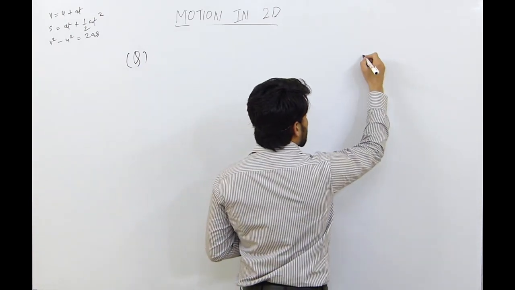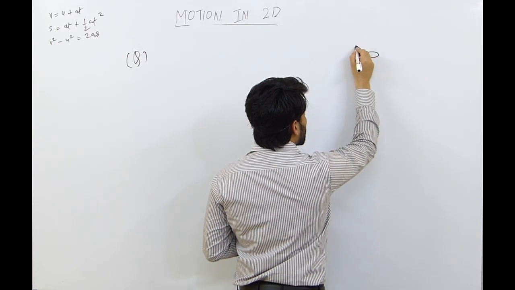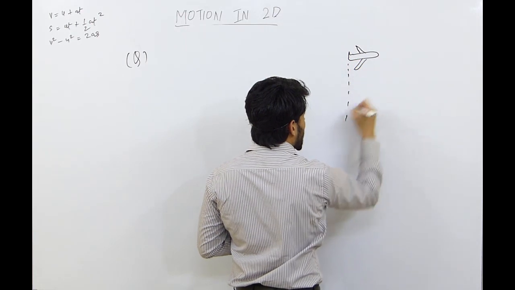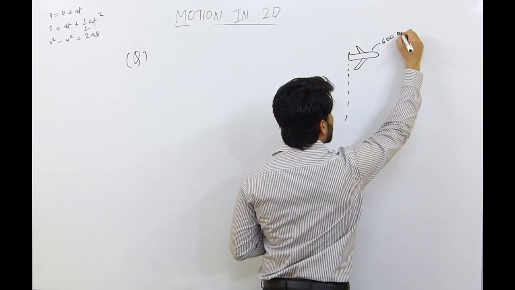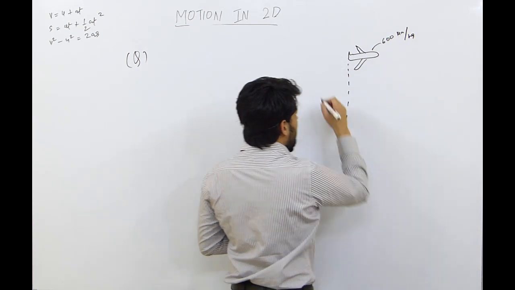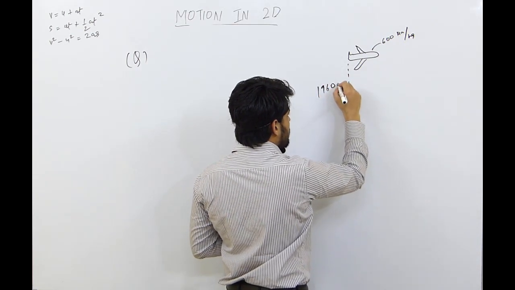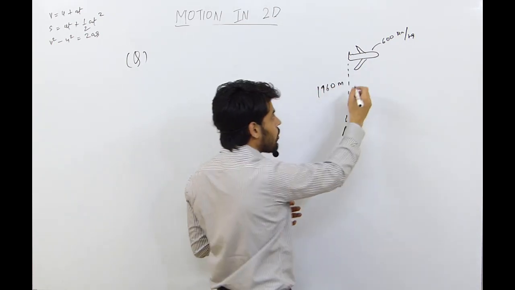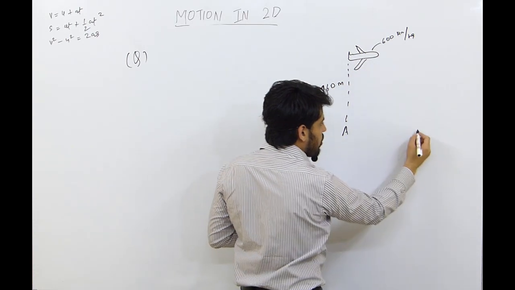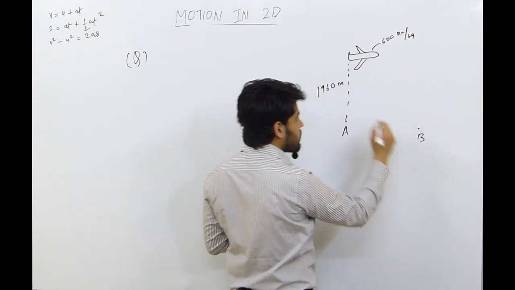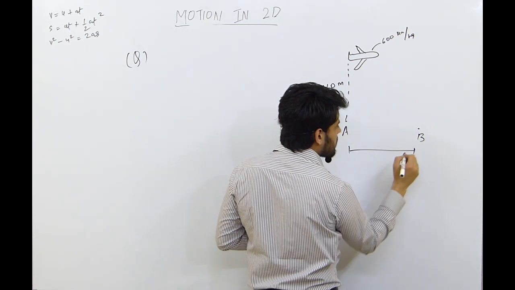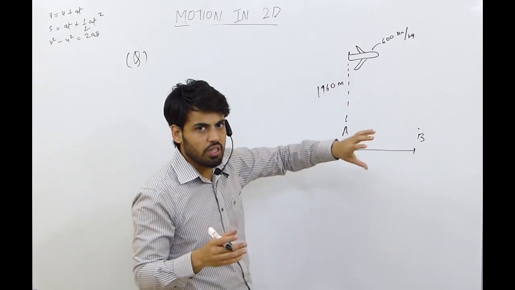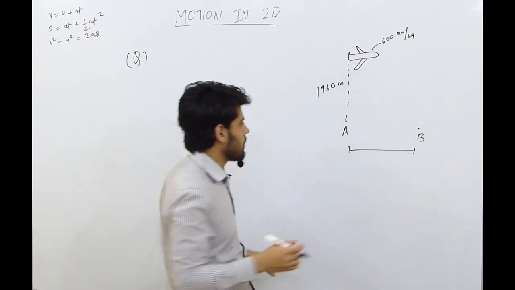He is saying that there is a plane which is moving in this direction at a velocity of 600 km per hour, and its height above the ground is 1960 meter. When it is just above point A, it drops a bomb and the bomb strikes the ground at point B. So we have to find the distance AB. I think it might be clear in your mind that we are considering the case of descent only, from maximum height to the lowest ground.